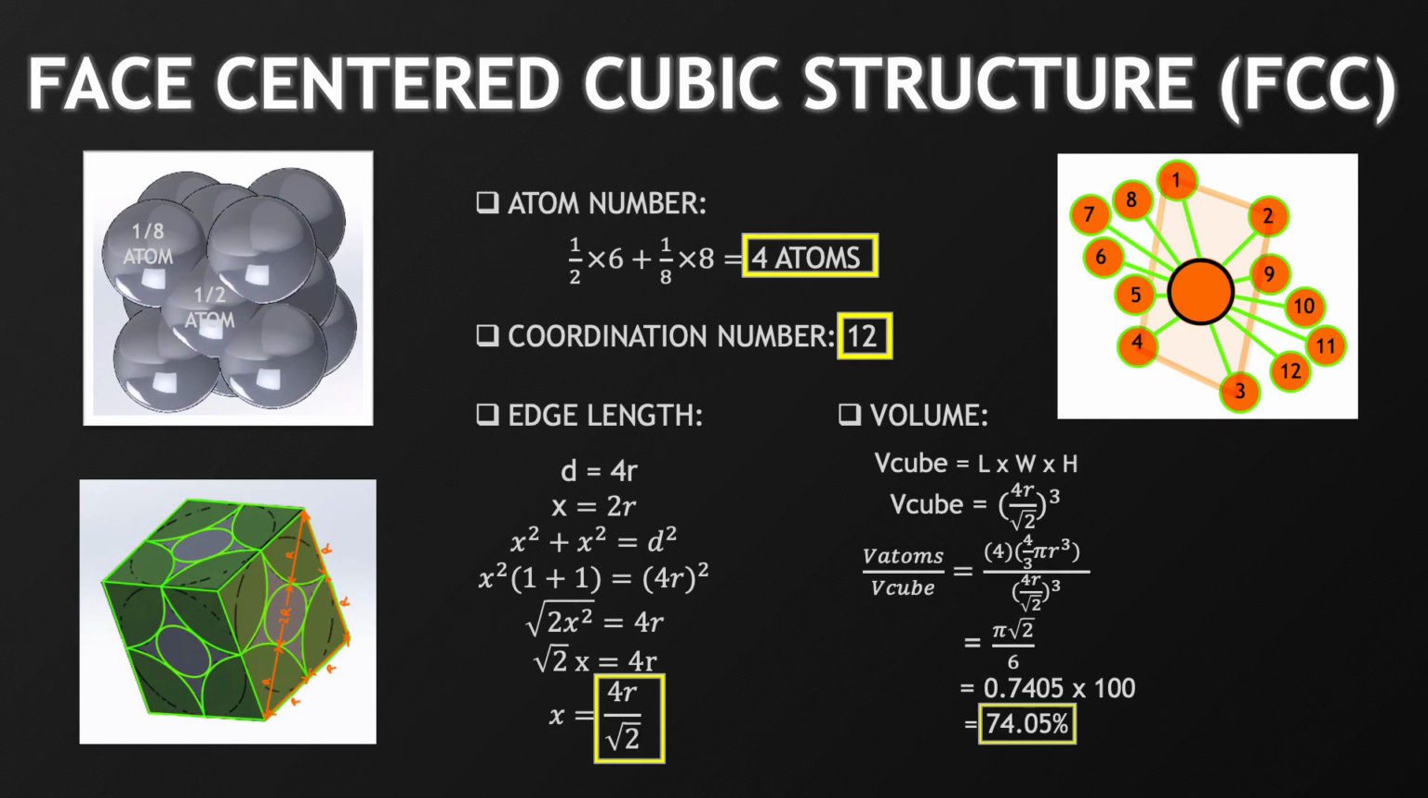With the edge length, we can find the volume of the cube, that being that value cubed. To find the volume of the atoms, this time we multiply the volume of an atom by 4. After solving the equation, the volume percentage of the face-centered cubic structure is 74.05%.